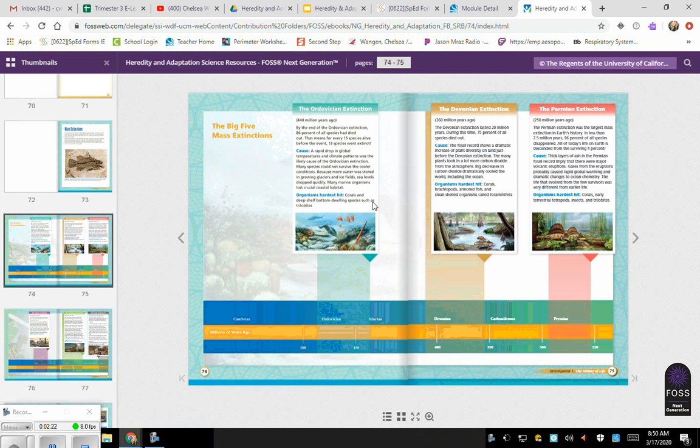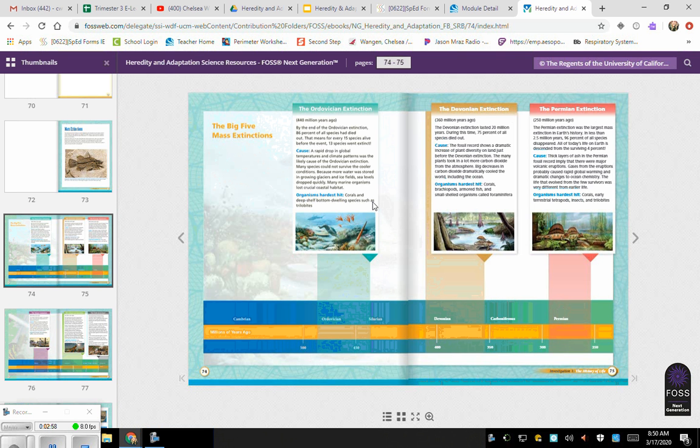So the first one we're looking at here is in the teal blue. This one is the Ordovician. Again, I apologize for words. I'm not very good at spelling or saying things, so apologies in advance. But by the end of this extinction, 86% of all species had died out. This means for every 15 species alive before that event, 13 species went extinct. That's quite a lot. The cause of it was a rapid drop in the global temperatures and the climate patterns that were likely to be the cause of this extinction.